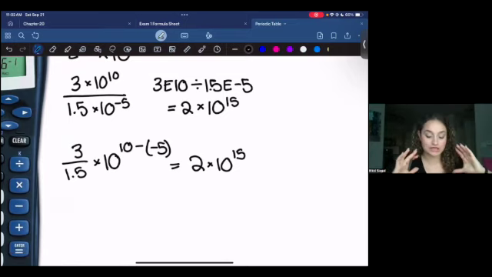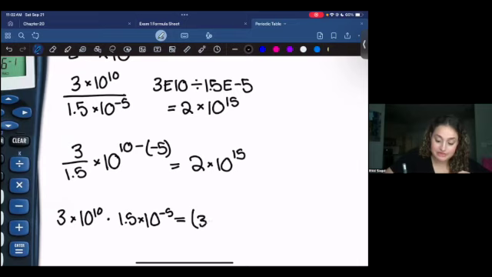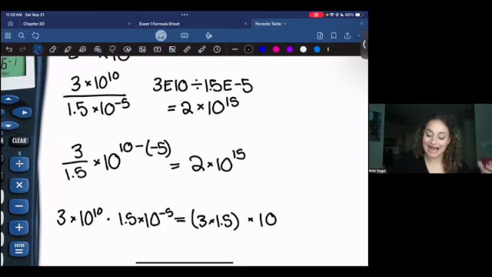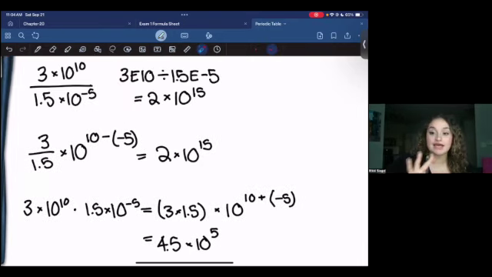If we were to multiply these numbers, it would look like this. If we have 3 times 10 to the 10th times 1.5 times 10 to the negative 5, we would do 3 times 1.5, and then times 10 to the power of, and instead of subtracting our exponents, we are going to be adding them. So it would be 10 plus negative 5. In this case, 3 times 1.5 is 4.5, times 10 to the power of 5.